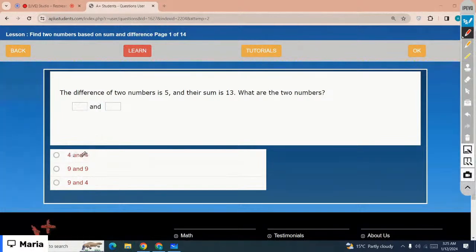You can just check 4 and 4. 4 plus 4, the sum is 8. 4 minus 4 is 0. Neither of the conditions is true, right? Just check the second one. 9 plus 9 is 18. 9 minus 9 is 0. Neither of the conditions is true in both cases, right? Just check the last one.